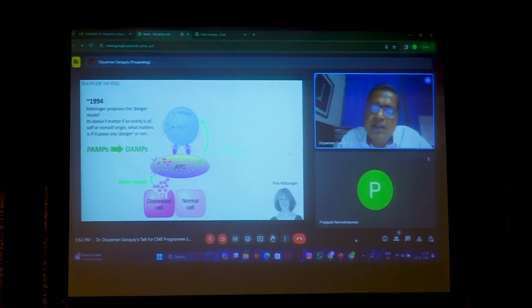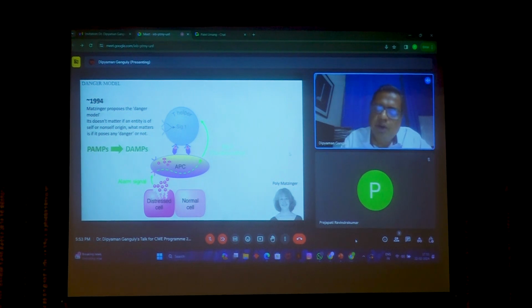And so she proposed that the pathogen associated molecular patterns can easily be replaced by damage or danger associated molecular patterns. Perhaps the molecules are very similar, but the only difference is that for danger associated molecular patterns, these molecules are not restricted to foreign antigens or foreign entities only. There may be host derived alarm signals as well that can drive immune response or activate the antigen presenting cells.